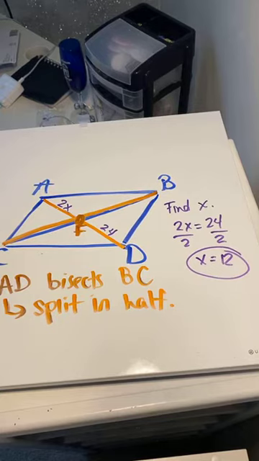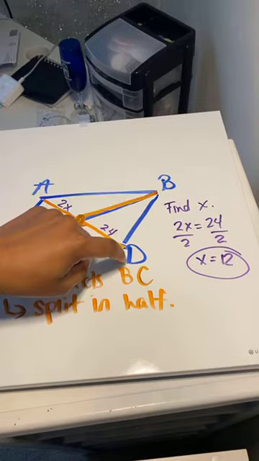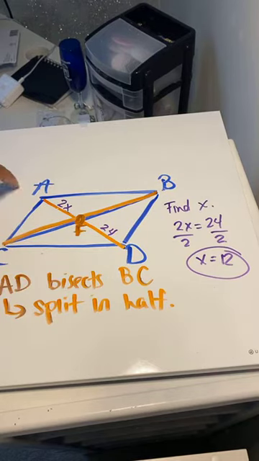So A plus C equals 180. B plus D equals 180. All right? A plus B is 180. C plus D is 180.